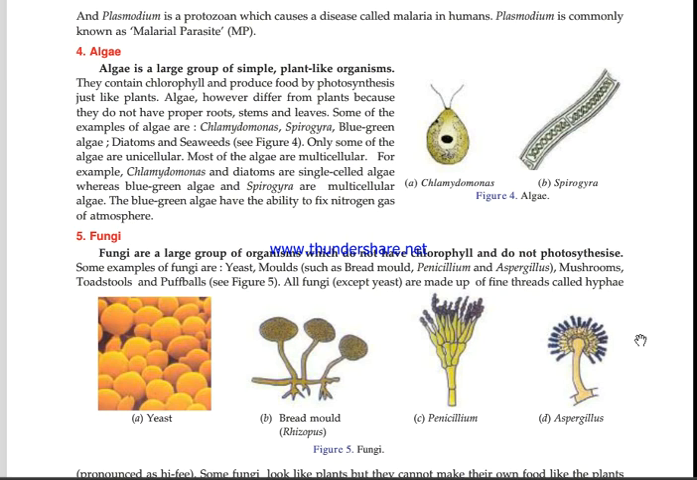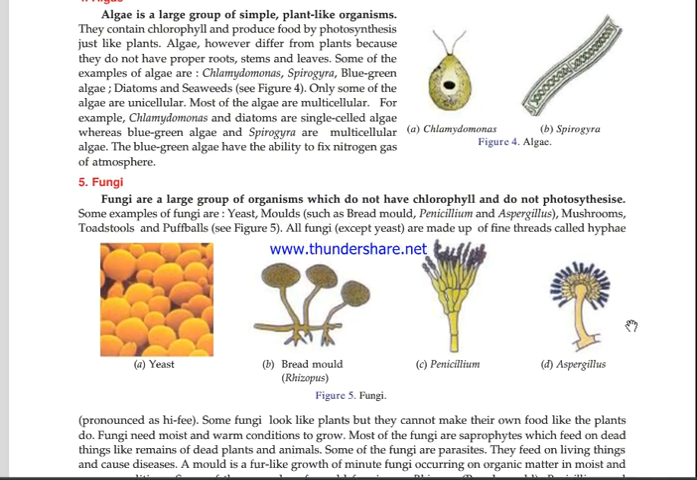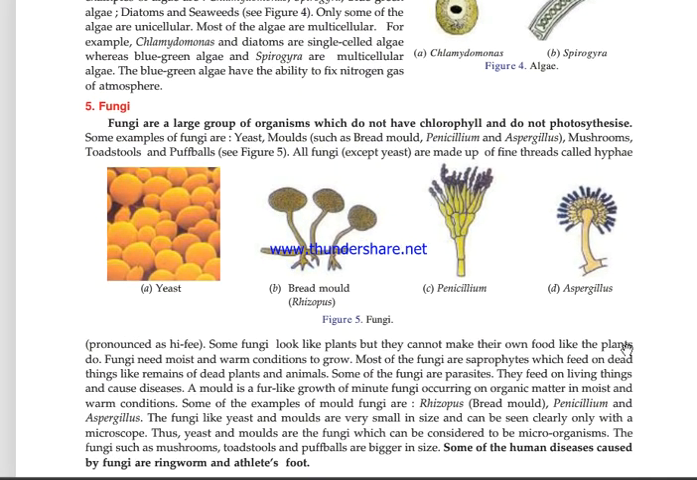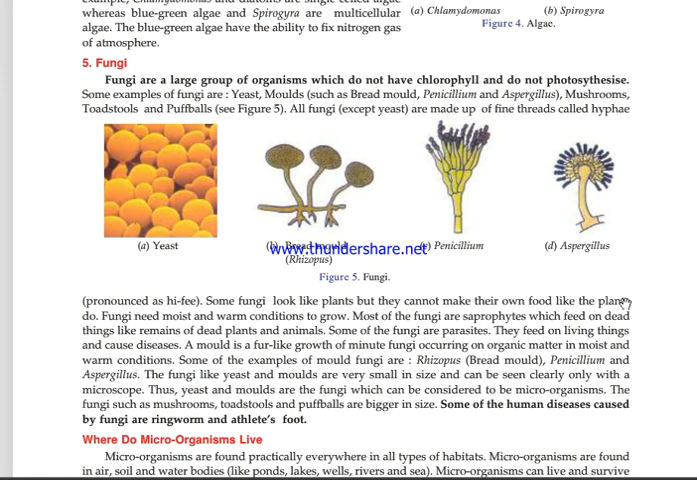All fungi except yeast are made up of fine threads called hyphae. This is called hyphae. The finger-like structure network is called hyphae in fungi. Some fungi look like plants, but they cannot make their own food like plants. So from where do they get food? Fungi need moist and warm conditions to grow, and they perform saprophytic nutrition. It means they feed on dead things like remains of dead plants and animals.